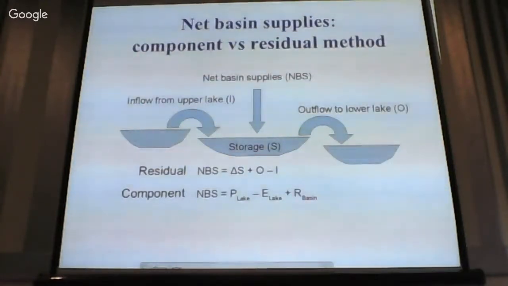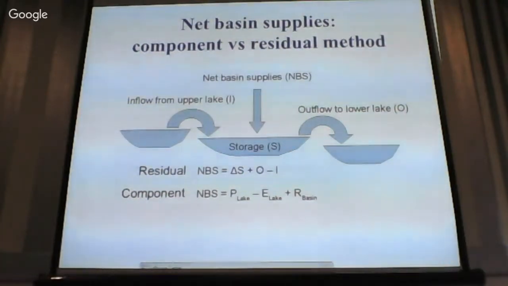So what is net basin supply? It's precipitation on the lake minus evaporation plus the tributary flow going directly into that lake. That does not include inflow from the upper lake or outflow to the lower lake.